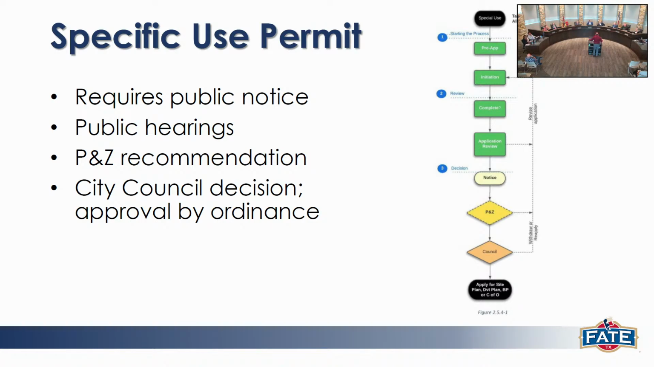and it goes through the standard Type 3 process. It requires public notice, so when we receive an SUP application, we'll publish the notice in the newspaper. We'll send a notice out to all properties within 200 feet, and starting on September 1st, we'll actually post a sign on the property as well, as is required by recent state legislation. So there's copious amounts of public notice whenever an SUP is being proposed.